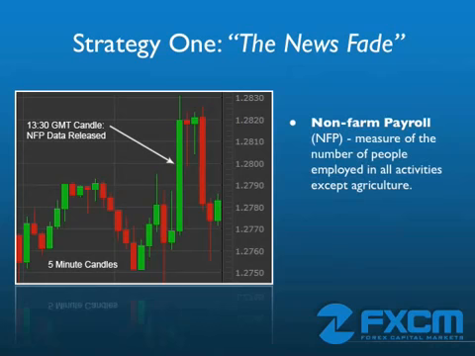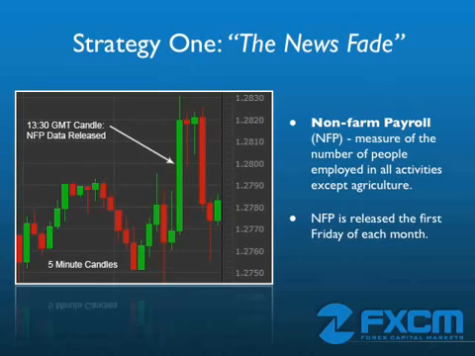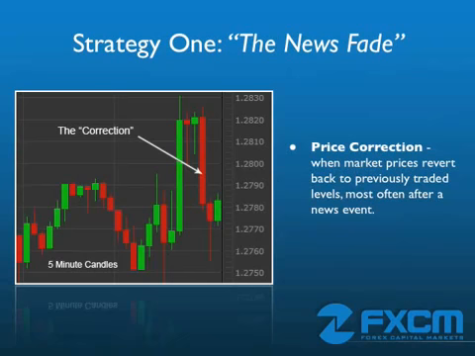When a news event is released, there is often a lot of irrational market movement. For example, this large spike occurred in the euro-dollar immediately following the release of non-farm payrolls, or NFP. NFP is a measure of the number of people employed in all activities except agriculture. It is released on the first Friday of the month and is historically the most market-moving news event for the dollar. Now, what we are looking for with this strategy is the correction.